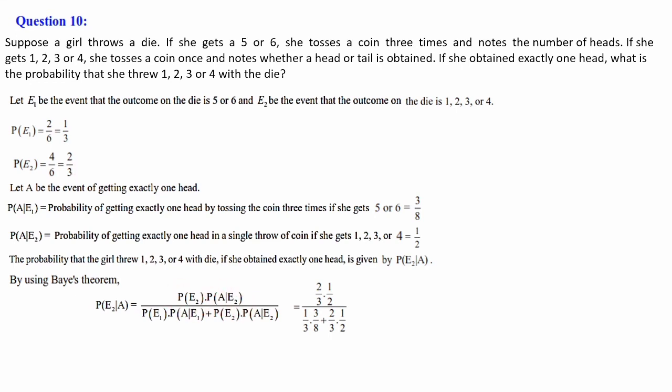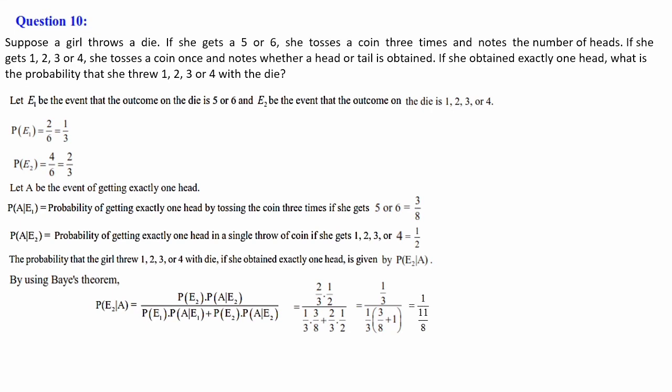A given E2, we have 1 by 2. Then P of E1 into A given E1: P of E1 is 1 by 3, A given E1 we have 3 by 8, plus the second term, same as the numerator, 2 by 3 into 1 by 2. That is P of E2 into A given E2. In the numerator, 1 by 3 will be the balance because 2 and 2 can be cancelled. In the denominator, 1 by 3 we can take outside, and 2 and 2 cancel. So 3 by 8 is the balance in the first term plus 1. So 1 by 3 into 3 by 8 plus 1. Here 1 by 3 in numerator and denominator are common, we can cancel it.